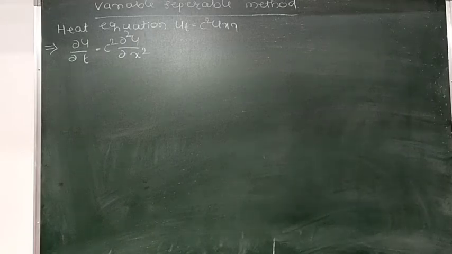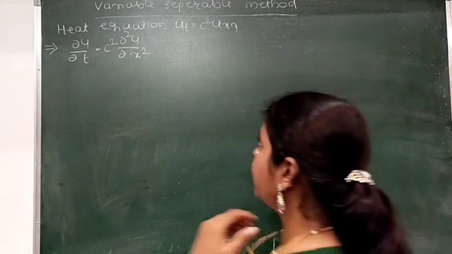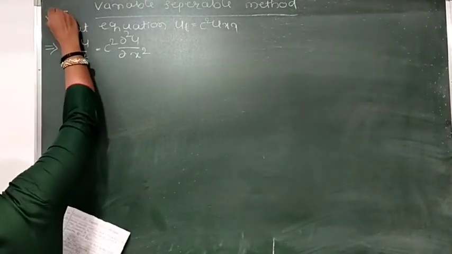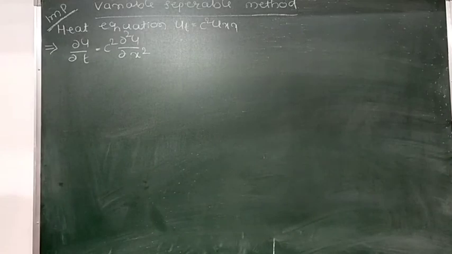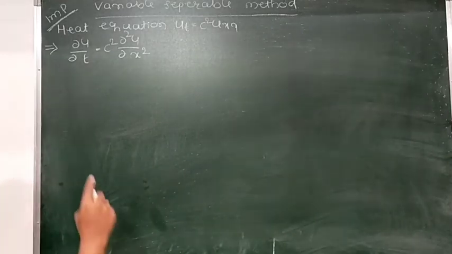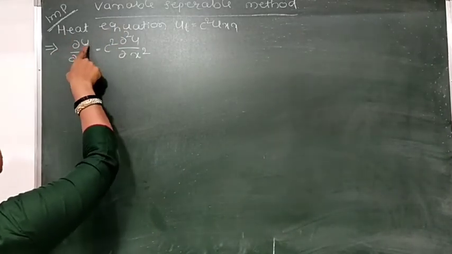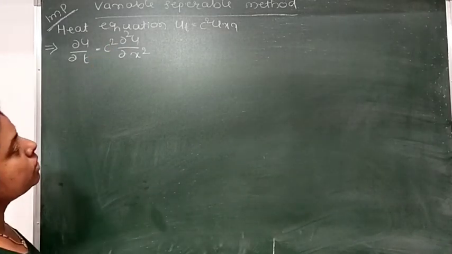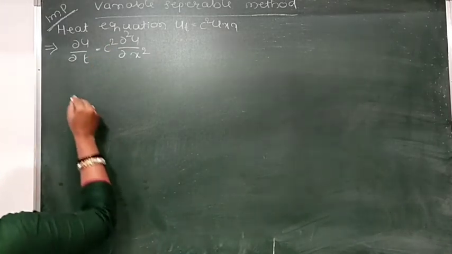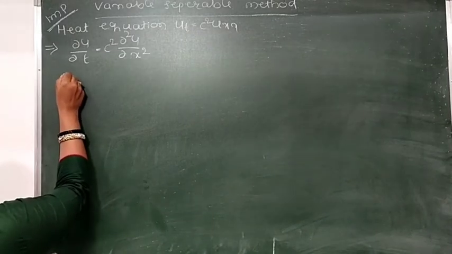Variable separable method, heat equation. This also, they will compulsorily ask one example from the heat equation or the wave equation. First we have to see the heat equation: ∂u/∂t = c² ∂²u/∂x². Now we have to take the solution.